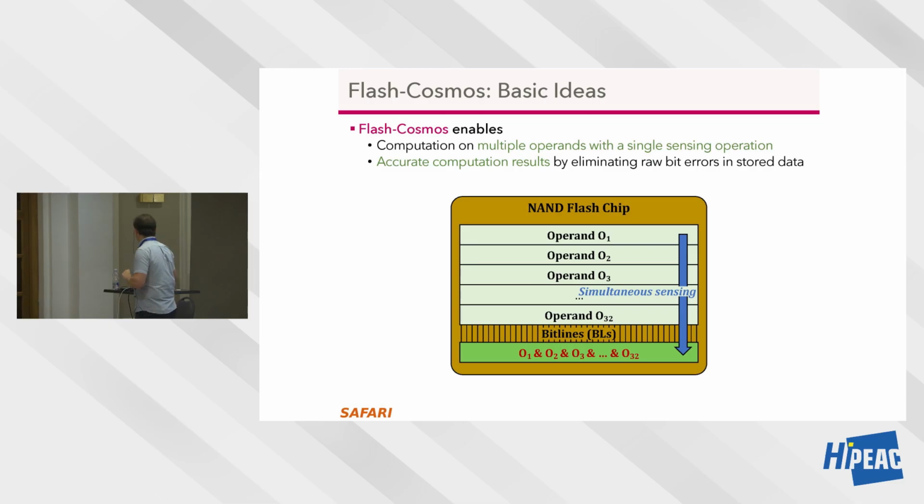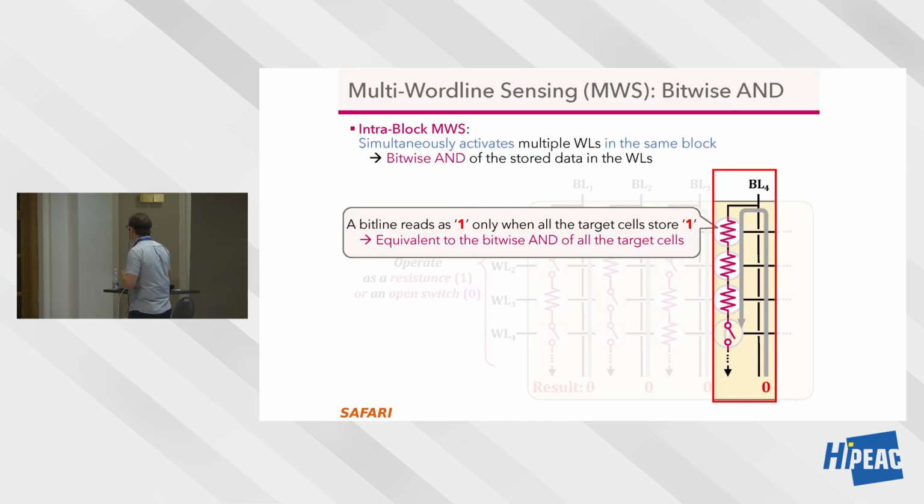Essentially, it's block bitwise execution again. So why does this work? Very quickly, without going into a whole lot of detail, once you simultaneously activate multiple word lines, multiple rows, you get the bitwise AND. And the reason is a bit line reads as 1 only when all of the target cells store 1, because that's when the current is conducted. If one of these cells stores 0, it's an open circuit, which means that you get a 0 in the output. All of these cells should be 1 so that the circuit is closed.